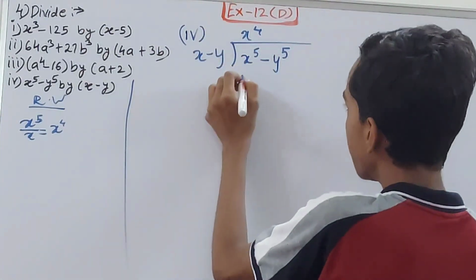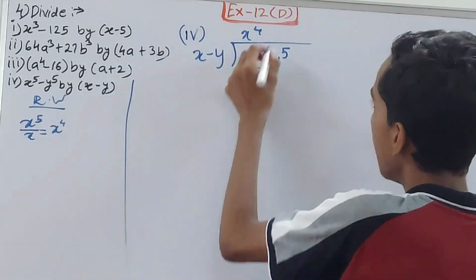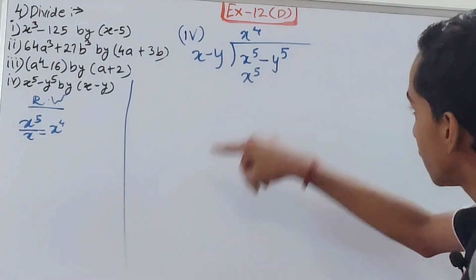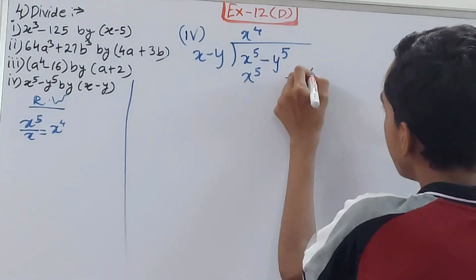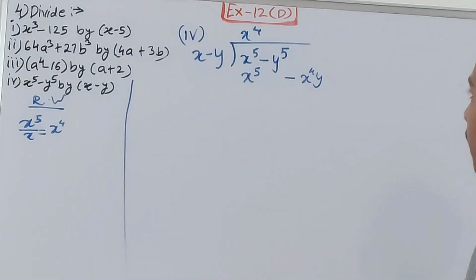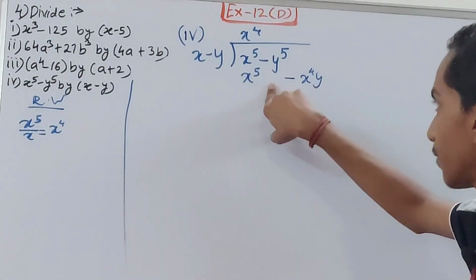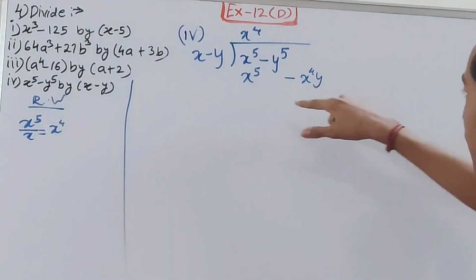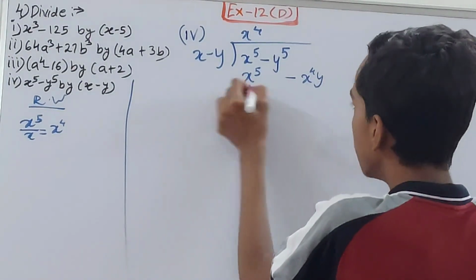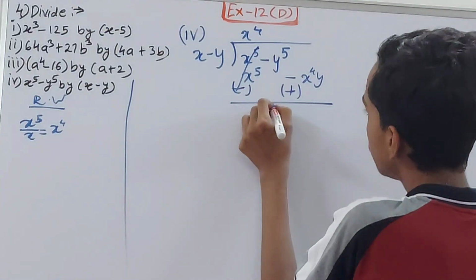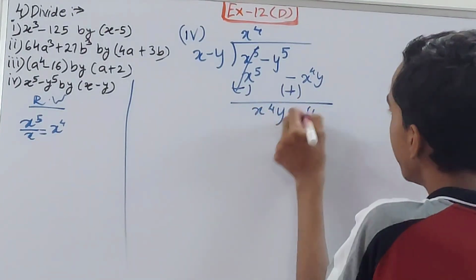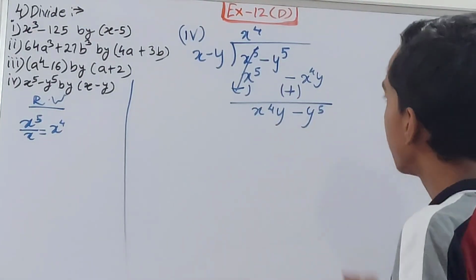X to power 4 into x will give you x to power 5. X to power 4 into minus y will give you what? Minus x to power 4 y. Okay, this will not come under y to power 5 because again it's not a like term. And now change the sign, so this will become minus, this will go plus, this will cancel. You are left with x to power 4y minus y to power 5. Clear? Now divide it again.